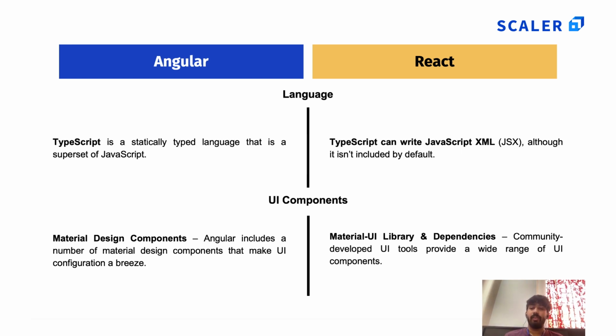TypeScript is used completely in Angular. TypeScript is a statically typed language. It's a superset of JavaScript. So TypeScript has more features, but the underlying structure has JavaScript to it. Coming to React, it can write JavaScript XML, which is called JSX, although it isn't included by default. So you can use JavaScript itself. If not, you can use TypeScript, or you can also use JSX, which is another form of JavaScript, which is JavaScript XML. It's not default. You can change the language, but it's not included by default.